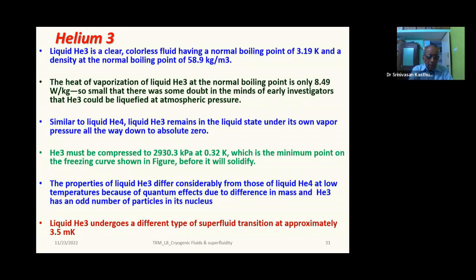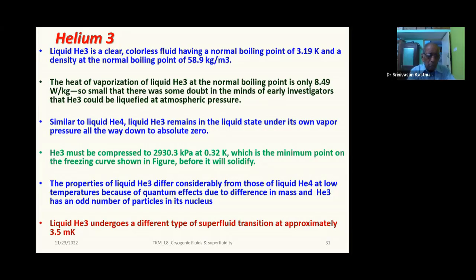Now let us come to helium-3. Helium-3 is a clear colorless liquid having a normal boiling point of 3.19 Kelvin, and the density is approximately 58.9 kilogram per meter cube. The heat of vaporization of helium-3 at normal boiling point is only 8.49 watts per kg. So small that there was some doubt in the minds of early investigators that helium-3 could be liquefied at atmospheric pressure. Similar to helium-4, helium-3 remains in the liquid state under its own vapor pressure all the way down to absolute zero. So we have seen, for example, if you pump on helium, you can reduce the temperature.